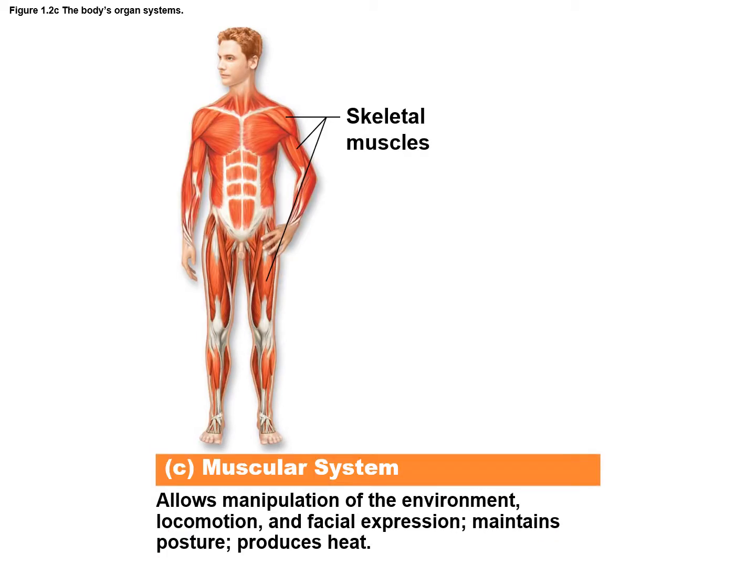The muscular system allows us to manipulate the environment. It allows us to move, or locomotion. It allows us to express our emotions through facial expression. It also helps us maintain our posture, and probably most important for the body, it produces heat. If you've ever been cold, or if you've ever had a fever, your brain would send signals to your skeletal muscles, which will then tell them to shiver, and that shivering will cause them to move, and that movement will cause them to release heat, which will then diffuse from the muscle to the blood, which will then warm the blood, which then warms the body.